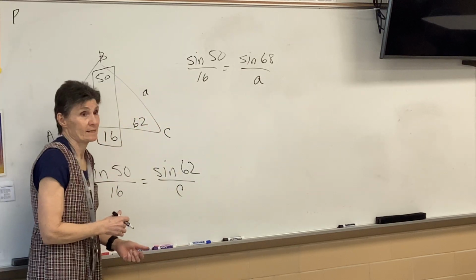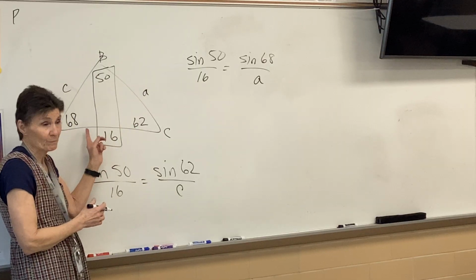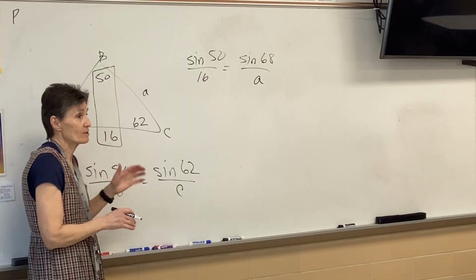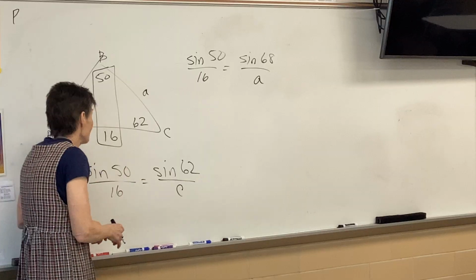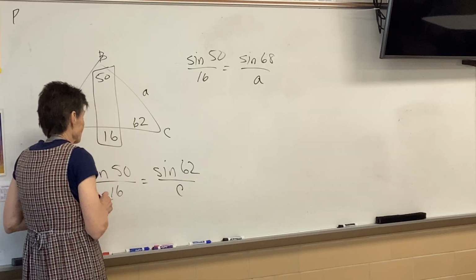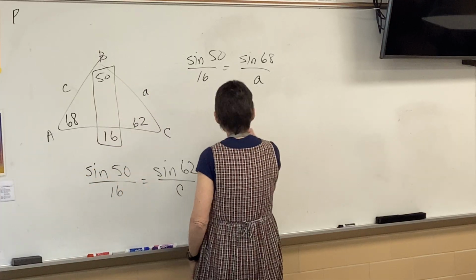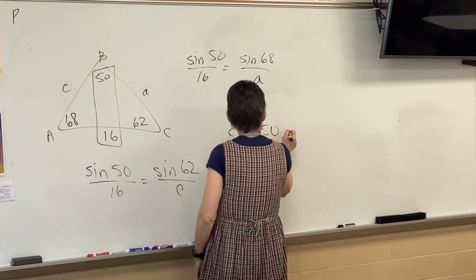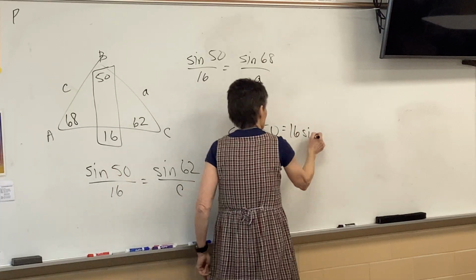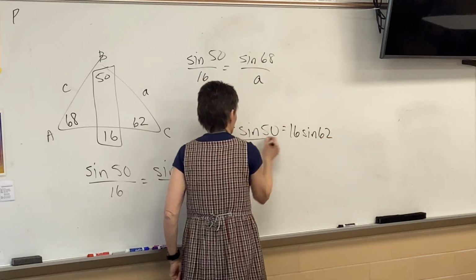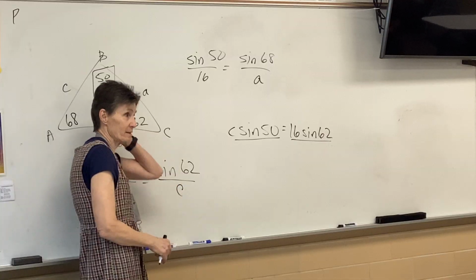With sides, there's no shortcut. With angles, there's that shortcut. They have to add up to 180. With sides, there's no shortcut, so you have to actually find both of them. Do the equation and find them. Okay, so if I do C, I'll cross multiply. So C sine 50 equals 16 sine 62. I'm always going to cross multiply to always divide.